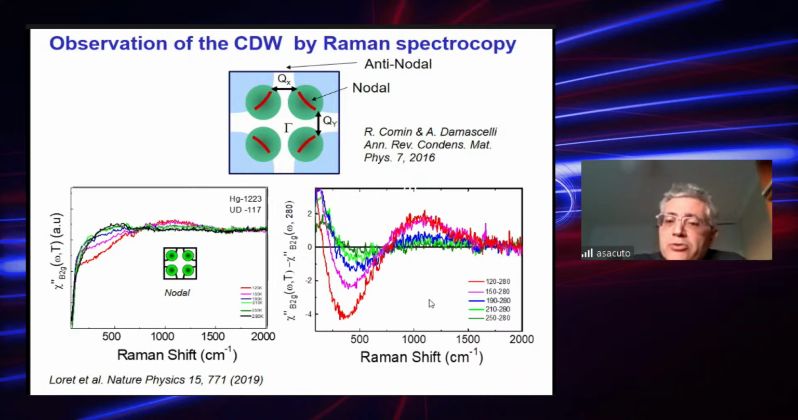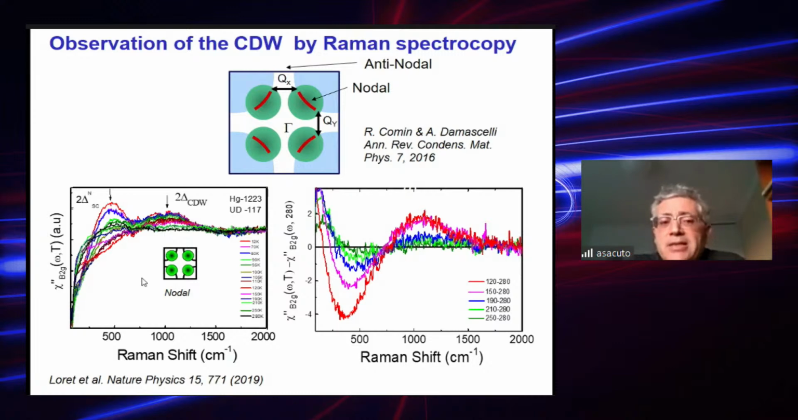And now, to show you the effect of superconductivity, please look at the left panel. When we enter into the superconducting state, we have a hump here which grows at low energy, as you can see here in the blue line, and it grows up again, and that is the nodal superconducting gap. So at low temperature, we see both the nodal superconducting gap and the hump of the charge density wave. We are confident that it's a charge density wave for many reasons.